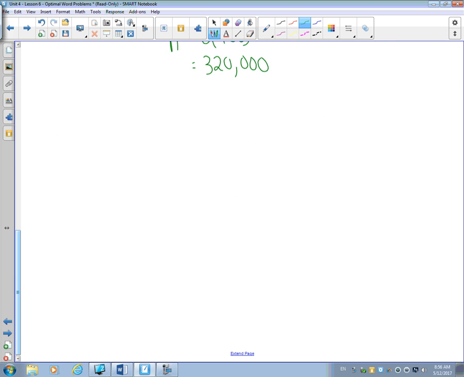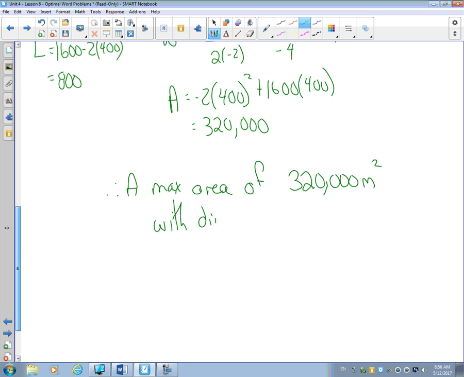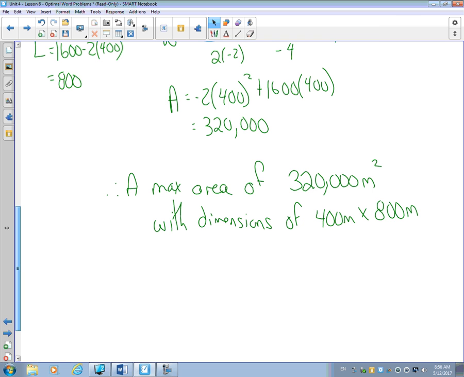Okay, so Wendell needs to build a max area of 320,000 meters squared with dimensions of, let me figure out, the W is 400 meters and the length was 800 meters. And there's a standard kind of shape problem.